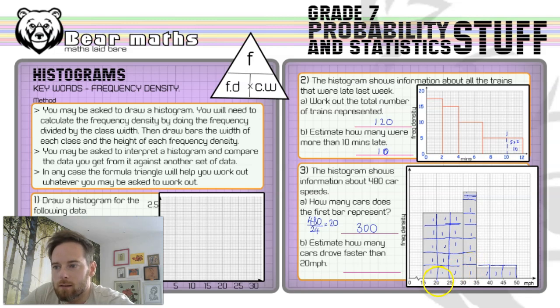So again, it's the same thing we did before. We could cut it off down here. There's 20 miles an hour. Each one of those squares is worth 20 cars. We know there's 480. So 20, 40, 60, 80, 100. You might as well just take that off of the 480 because those are the ones that were not faster than 20 miles an hour. So the rest of them were. Maybe it's just a quicker way of doing it. So that's going to be 380 cars.